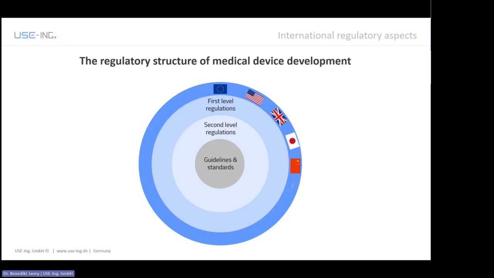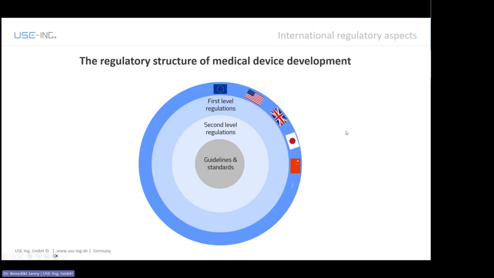So let's dive into the regulatory structure of medical device development. Regulatory requirements vary widely across different countries and regions, but basically all follow the following structure, as you can see here. There's an outer ring of first level regulations broken down into second level regulations, which are then supported and explained by guidelines and standards.